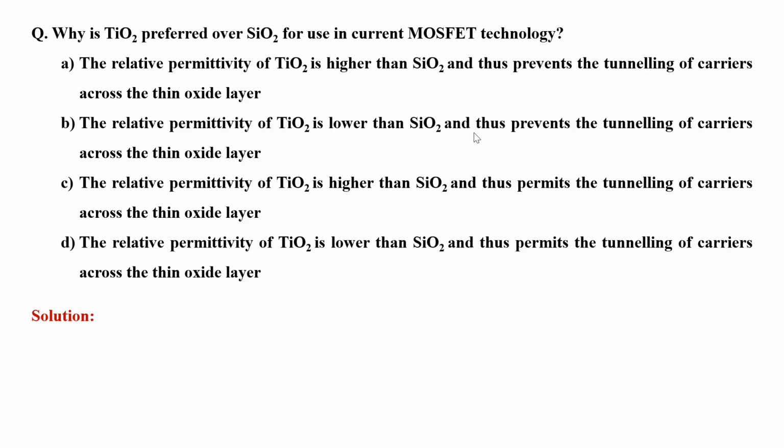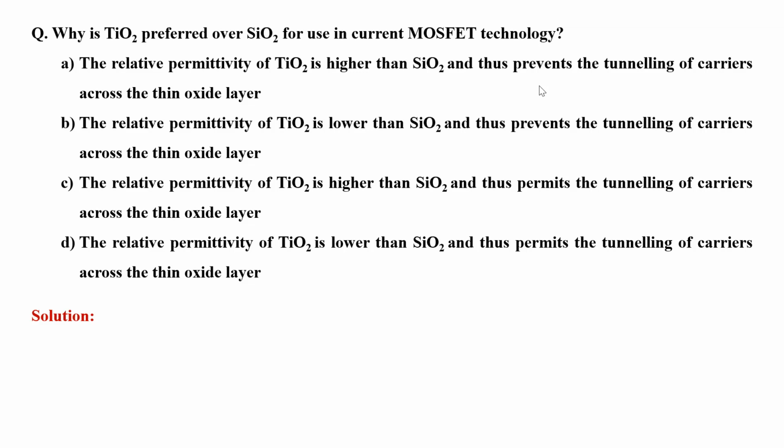In a MOSFET, what would you prefer? Tunneling has to be prevented, or it has to be permitted. Based on this part, should tunneling be prevented or permitted? Prevented, ma'am, because we want it to act as a switch. If it tunnels and conducts, that switching function won't happen.